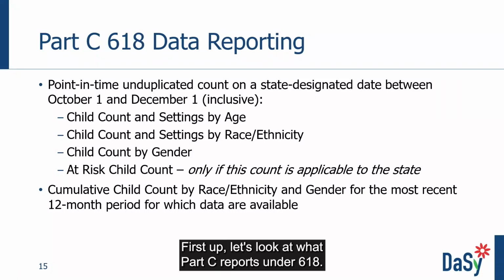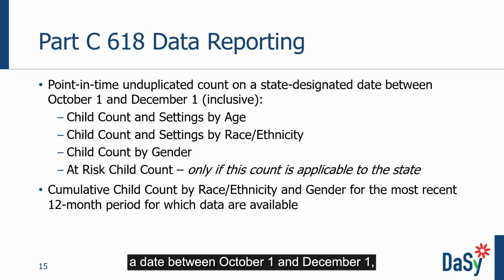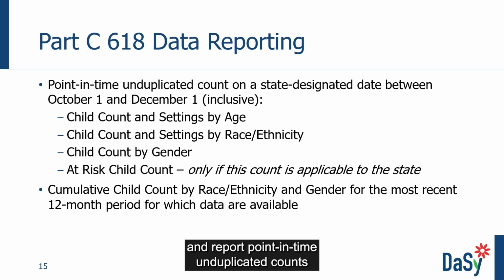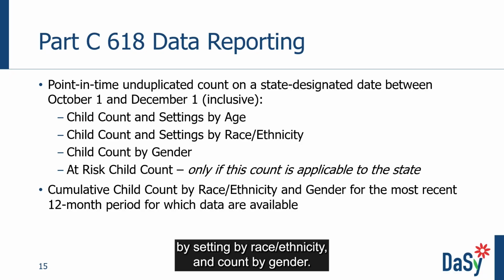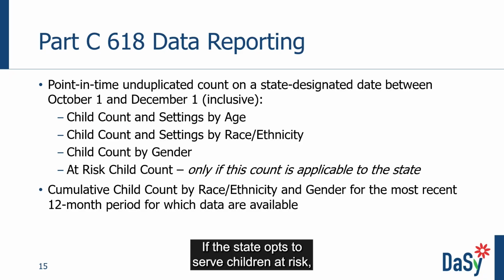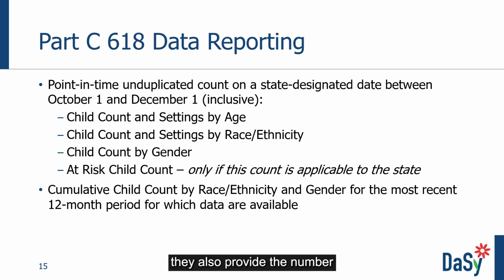First up, let's look at what Part C reports under 618. Part C programs identify a date between October 1st and December 1st, often referred to as their census date, and report point-in-time unduplicated counts of the children enrolled on that day, broken down in a number of ways. The number of children by setting by age, by setting by race ethnicity, and count by gender.